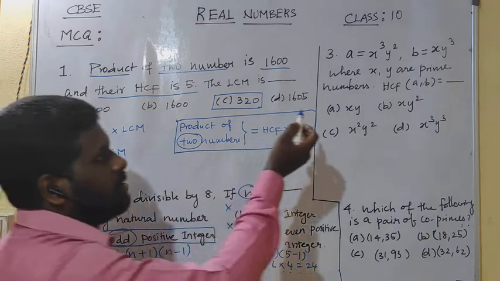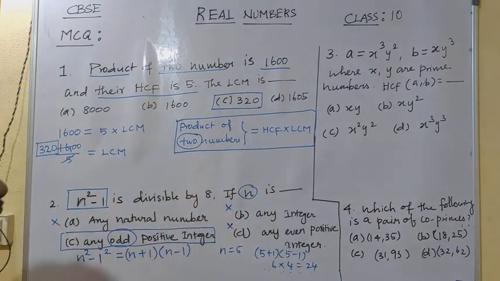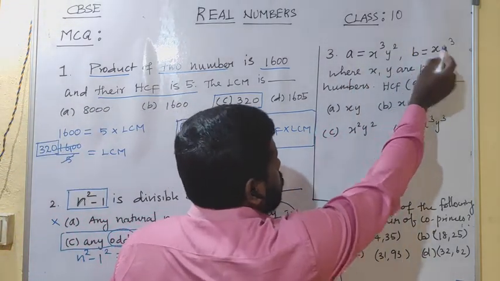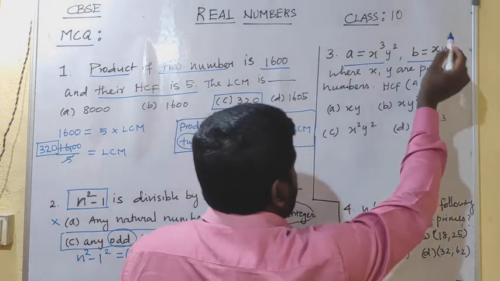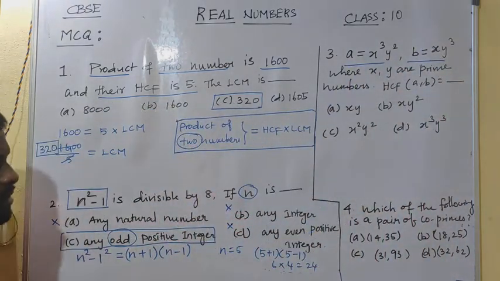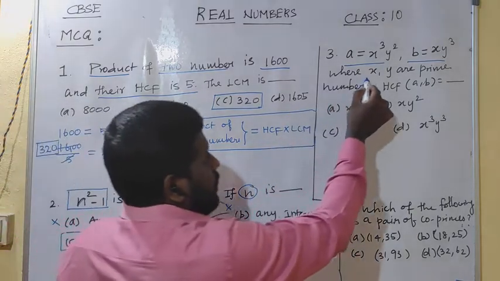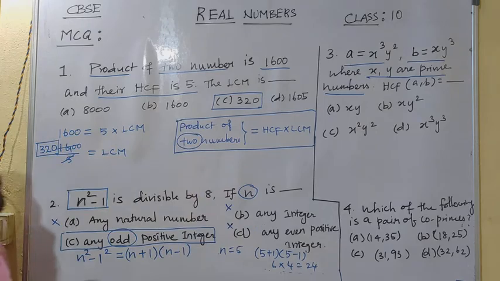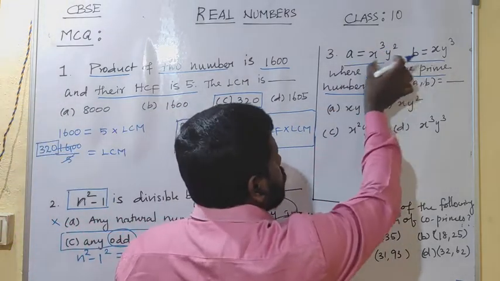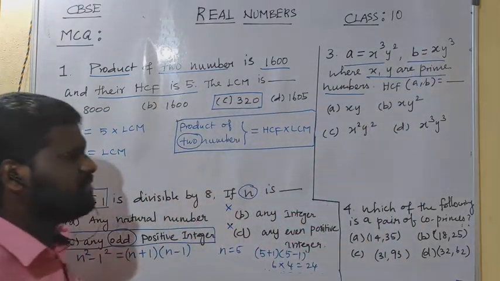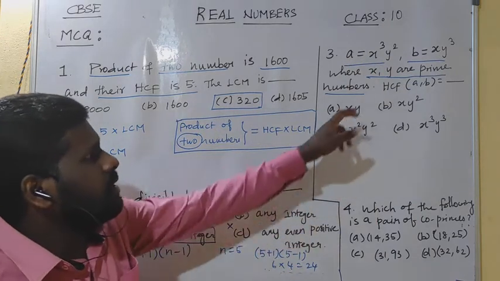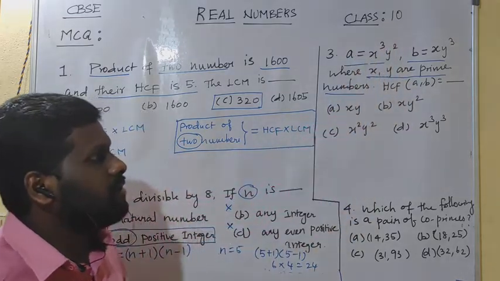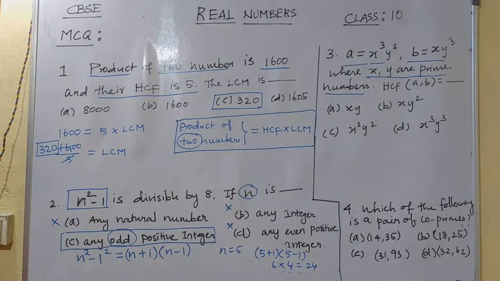Now we just see here, I have another problem. A is equal to x cube y squared, and B is equal to x y cube. This is A and this is B. And there is a beautiful piece of information about this question: x and y are prime numbers. The question is, what is the HCF of these two numbers A and B? Of course, they are telling that x is a prime number and y is a prime number, so they are in the form of a product of primes.